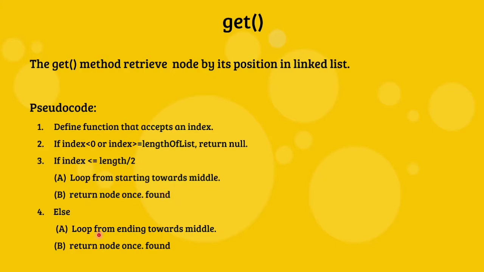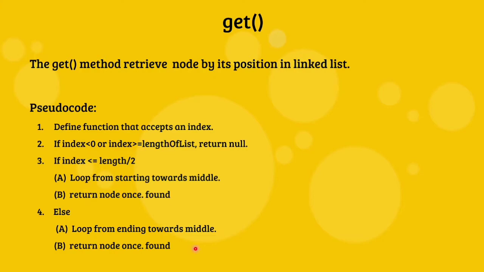Then in the else part, our node is actually not closer to the starting point. That means our node is closer to the ending point. So we will loop from the ending towards the middle. And once we find our node, we will simply return it. Some people may wonder, but suppose the node is not found? That cannot happen because we have already handled that condition in if index is lesser than 0 or index is greater than or equal to the length of the list. With this, our pseudocode is complete.